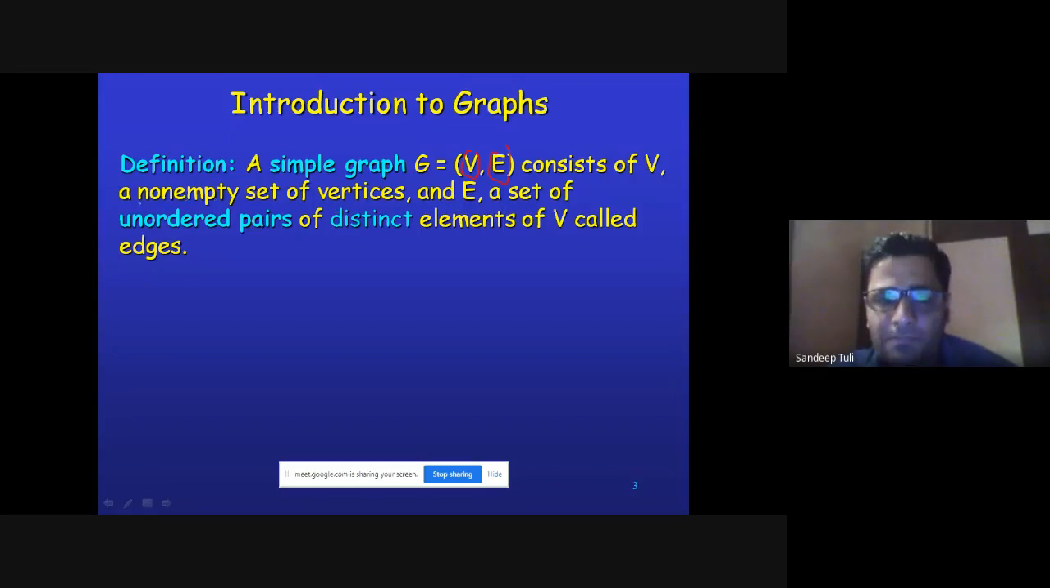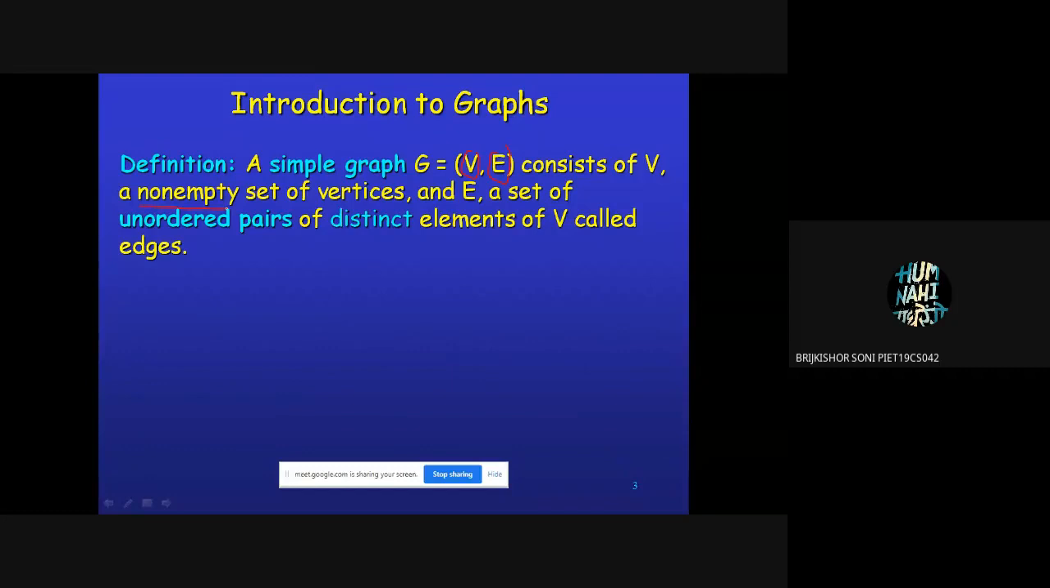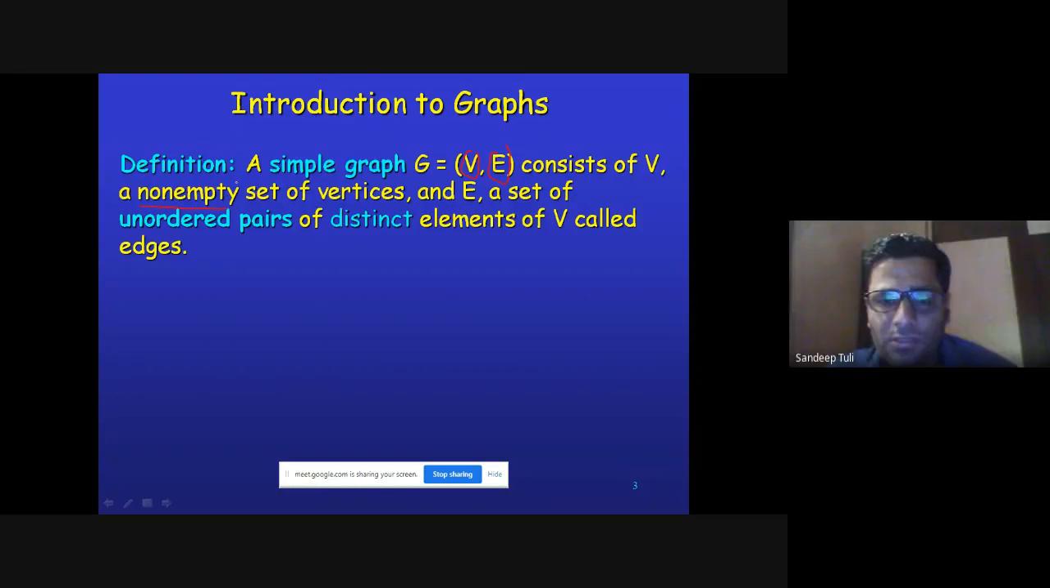Non-empty means that this set includes some data, elements or objects. So this V is a set actually. I am saying it is a non-empty set. Non-empty means it should not be empty. It should have something. At least one object or one point should be there for a graph.